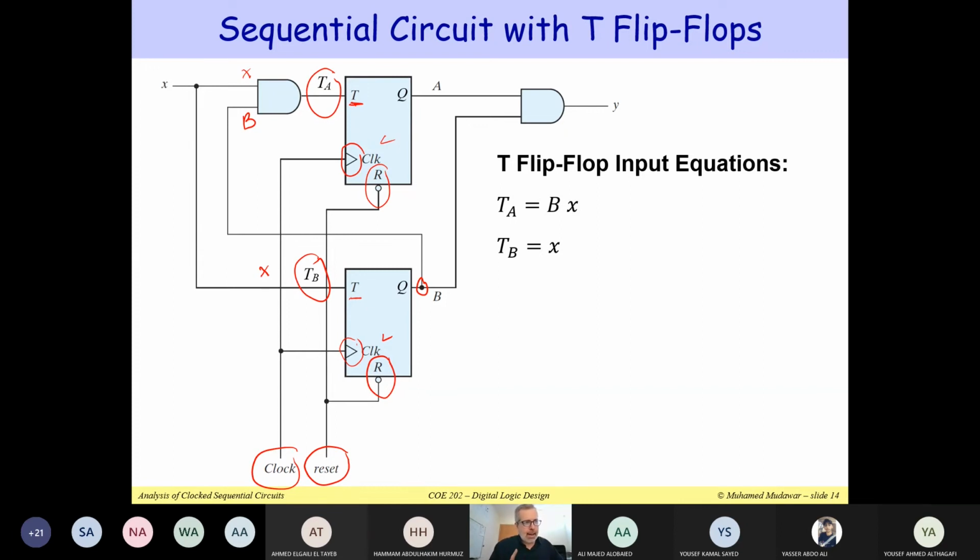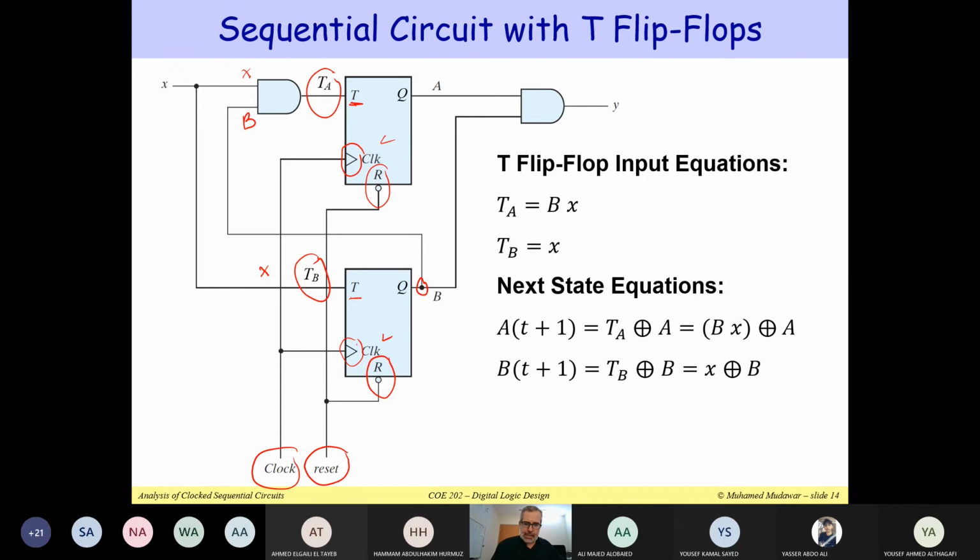But this is not the next state. In order to obtain the next state, you have to go at the characteristic equation. So you have to XOR TA with A to obtain A at T plus 1. So the next state equations, A at T plus 1 and B at T plus 1, you have to XOR TA and TB with A and B respectively. You have to do that in order to obtain the next state equations, because this is not a D type, it's a T type. It's a toggle.